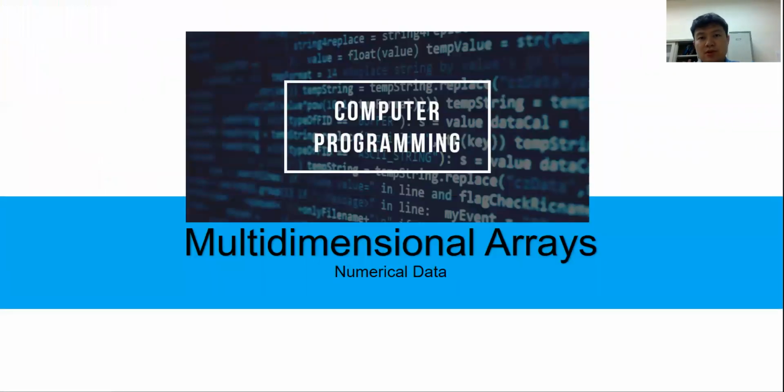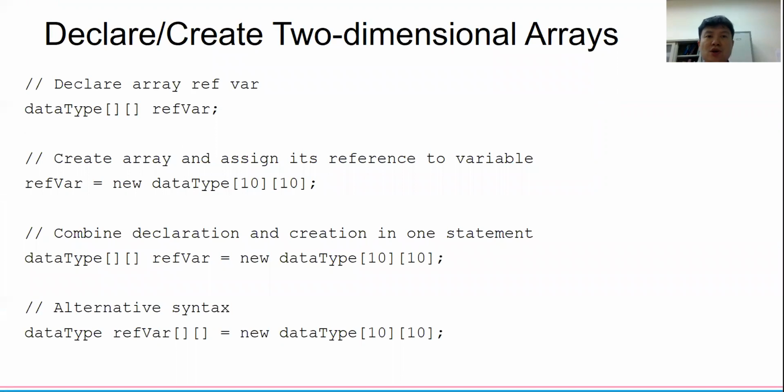Now we are going to discuss multi-dimensional arrays. What is meant by multi-dimensional arrays? Usually we use multi-dimensional arrays for numerical data, but you can also use them with string data. In this example, I will just focus on numerical data. If it is an array, you put square brackets. If we have one square bracket, it means we have one dimension, but if you have two square brackets, it refers to two dimensions.